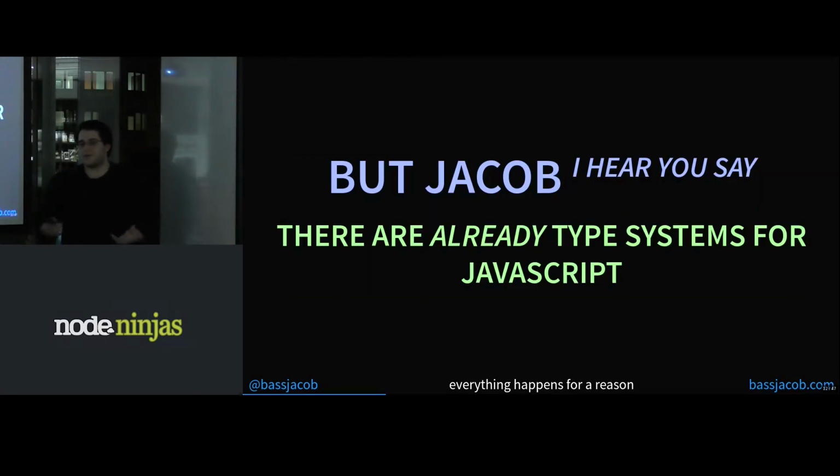So we're talking about types. And I'm going to get to ReasonML and OCaml and all the fun stuff in a second. But I can hear everyone thinking that there are already type systems for JavaScript. We already have Flow, we already have TypeScript. We already have a range of options. Why can't we just use those?